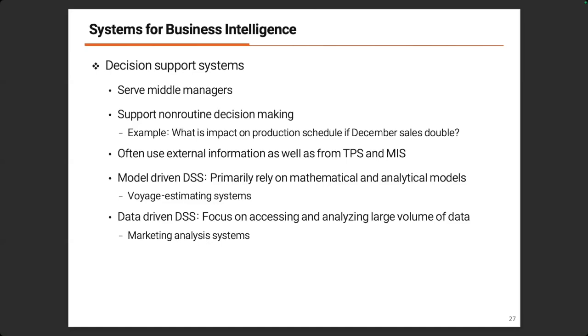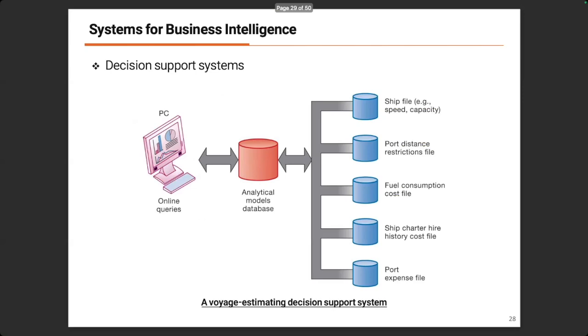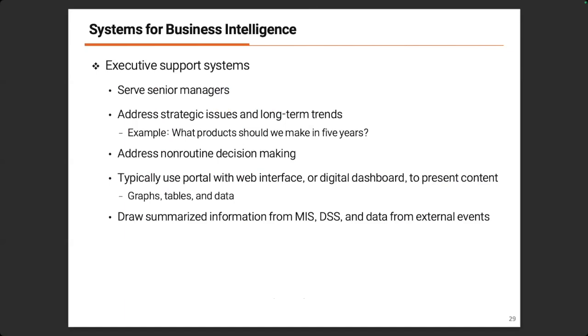So this is the difference between these two types of systems, decision support systems. And this is the example of voyage estimating decision support systems, but we have already discussed this example. So let's move on to the next systems for business intelligence. There is executive support systems.